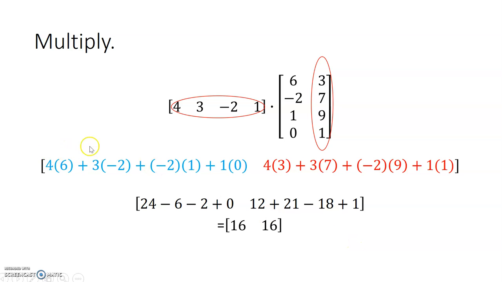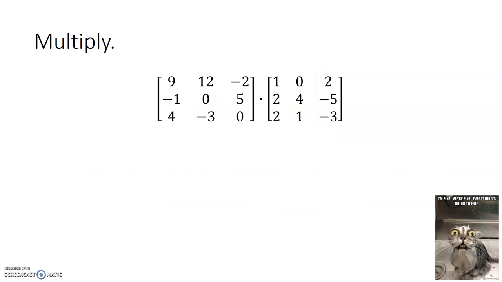So then I'll have 24 minus 6 minus 2 plus 0, and I got that right below. And then 12 plus 21 minus 18 plus 1. When I go and do that, 24 minus 6 gives me 18. 18 minus 2 gives me 16. 16 plus 0 is just 16. And then over here, 12 and 21 is 33. 33 minus 18 is 15, and then 15 plus 1 is 16. So again, my answer is a 1 by 2, and both numbers just happen to be 16.